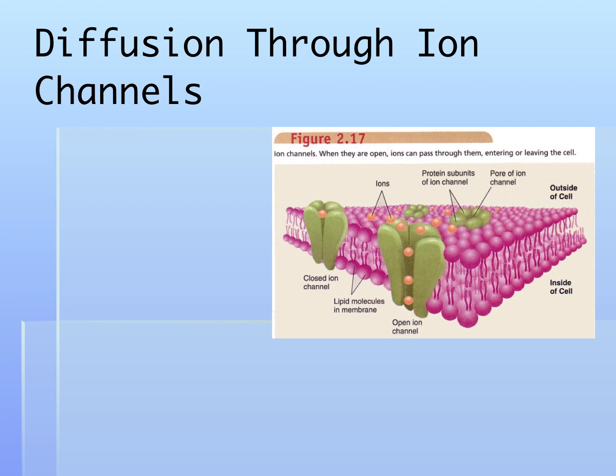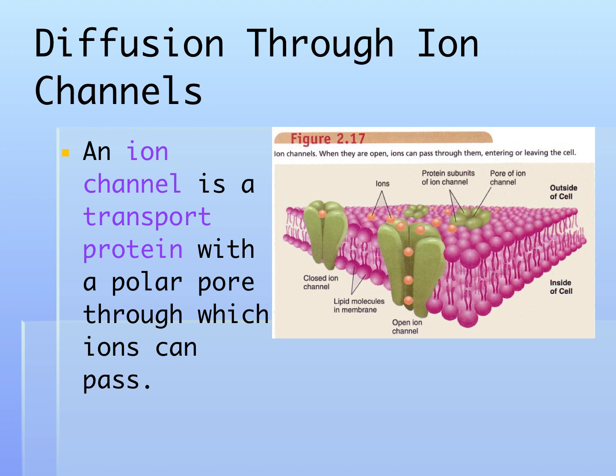There's also diffusion through ion channels. Ion channels are just a special type of transport protein that allows specifically ions to go through. So it's a transport protein that has a polar pore that allows those superpolar ions that again would be blocked by those hydrophobic, nonpolar tails, and the ion channels will let them easily pass through.